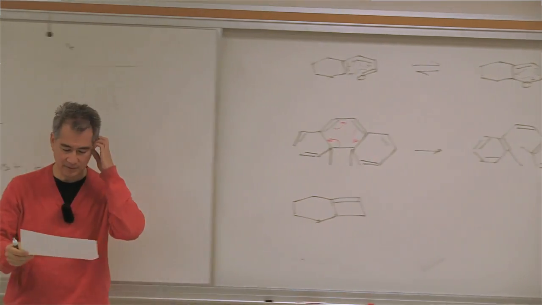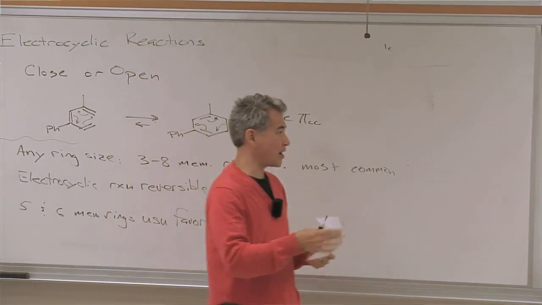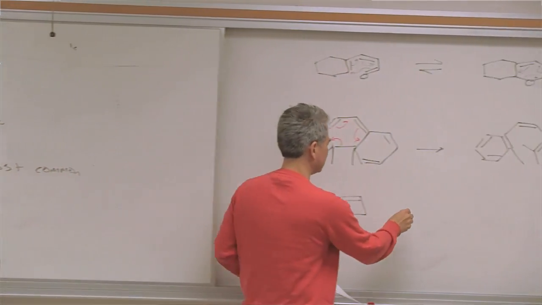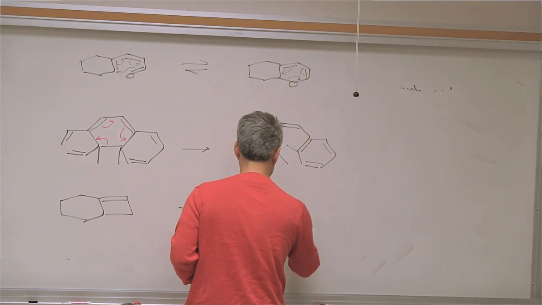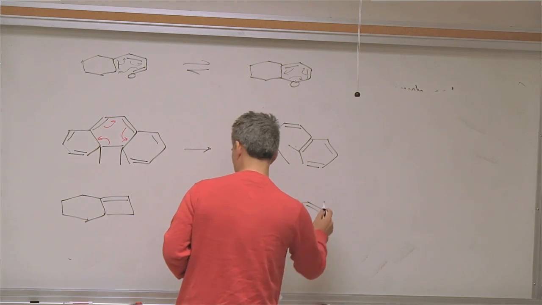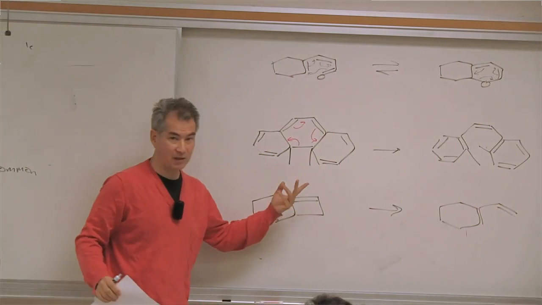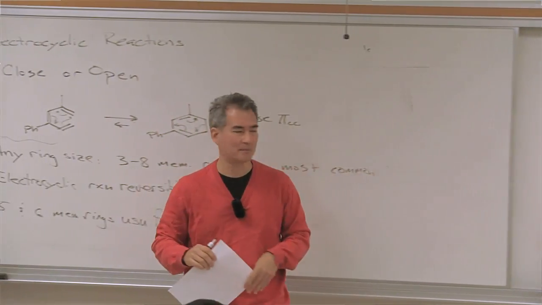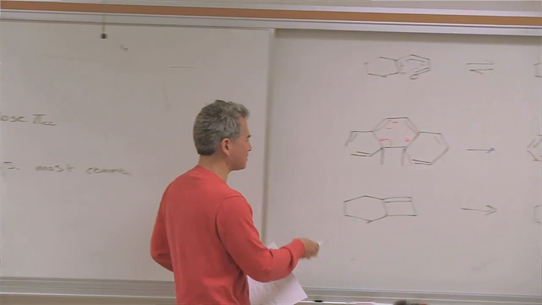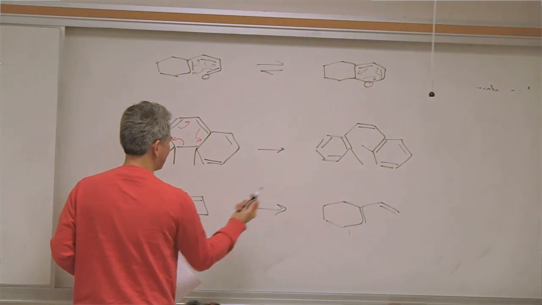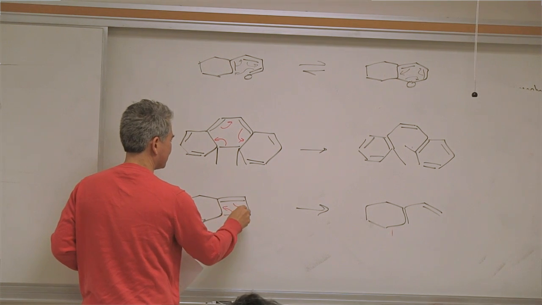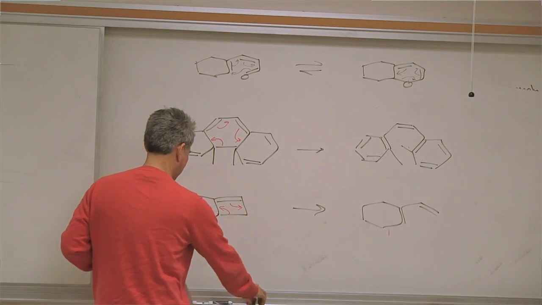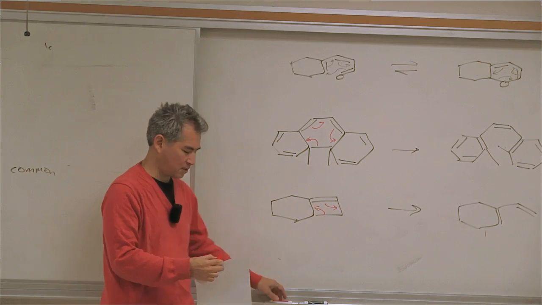So here's an example. You can see there's a driving force here for this ring to open. 4-membered rings have about 26 kcals per mole of ring strain. I don't remember exactly what the number is for a cyclobutene with a double bond in there, but there's a substantial amount of ring strain. I'm not even going to draw the reverse arrow there. So you can tell that ring wants to open up to relieve the strain in the 4-membered ring.